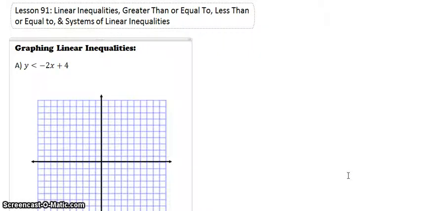In lesson 91, we look at linear inequalities, greater than or equal to, less than or equal to, and systems of linear inequalities. So first I just want to look at graphing a linear inequality. Now you'll notice that we have this set up with the slope-intercept form. So the y is all by itself, and we still want to graph it like we would a line.